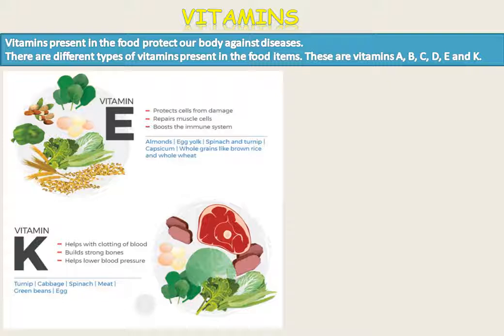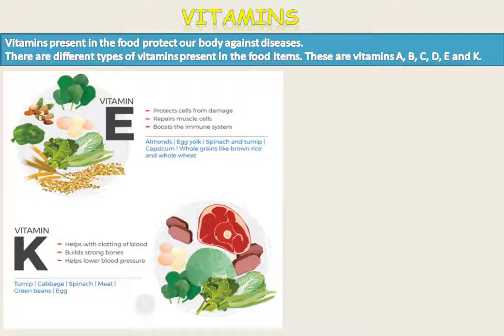Then vitamin K, the last type of vitamin that we need to learn in this part, helps with clotting of blood. That is, if any wound or cut happens to our body, blood will flow out. So this blood needs to be clotted, right? To clot this blood, vitamin K helps a lot. Also, it helps the bones to be strong, and it is very helpful in lowering our blood pressure.